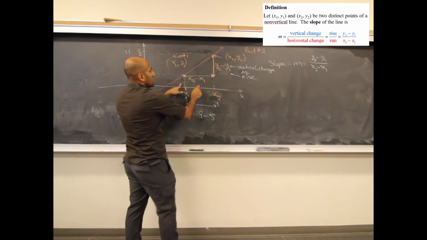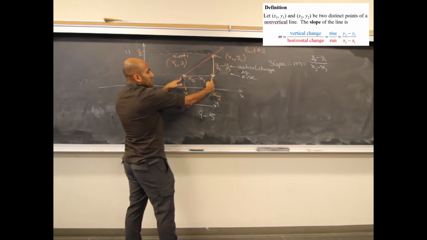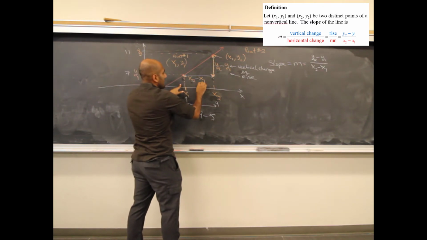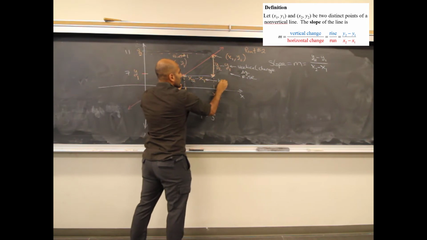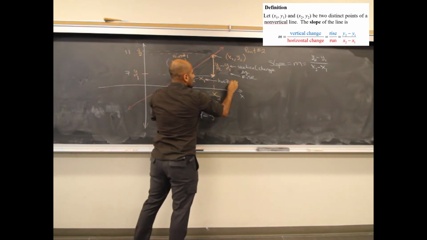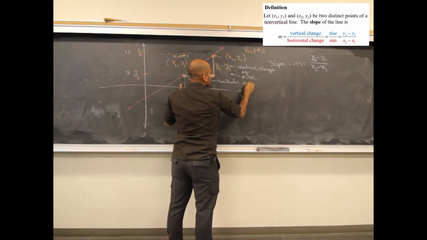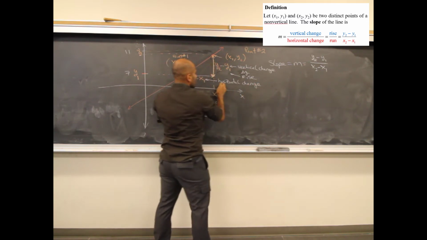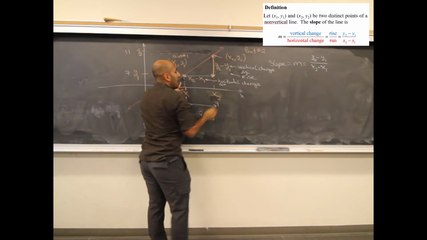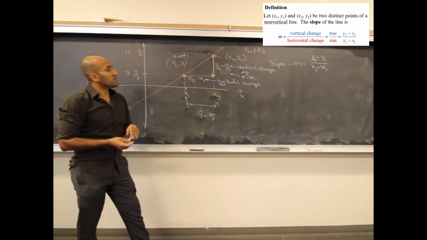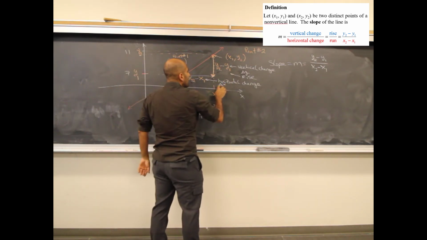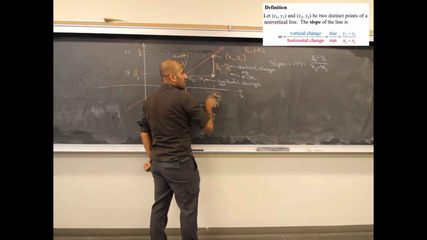And in this direction, we like to call this the horizontal change. We also use the notation of delta x, just like delta y, the change in x, the change in y. And then also we refer to this as the run.